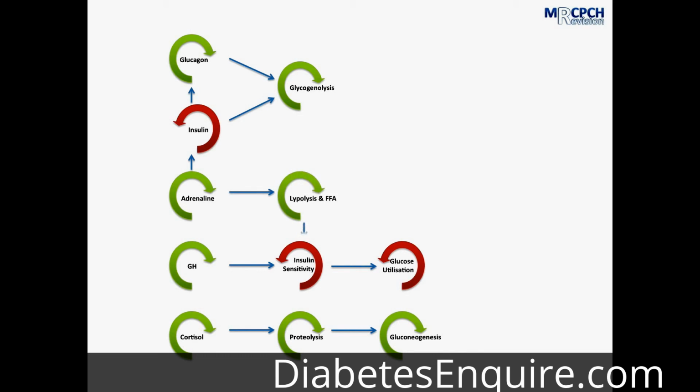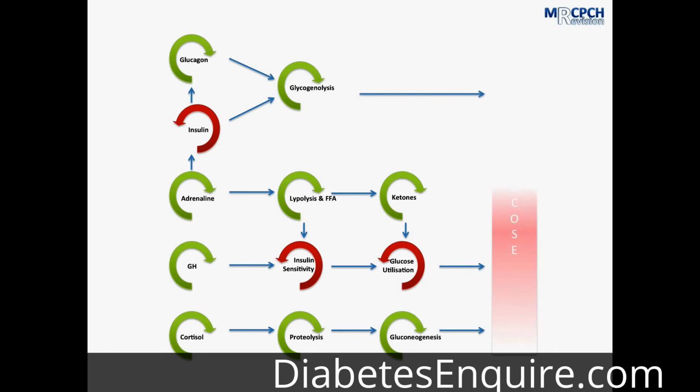Adrenaline increases the rate of lipolysis and releases free fatty acids. This results in further reduction in insulin sensitivity and leads on to ketogenesis. And the presence of ketone bodies further reduces glucose utilization. All of this results in further increase in serum glucose. Now, as we no longer have the action of insulin to counter that, this accelerates the pathology.